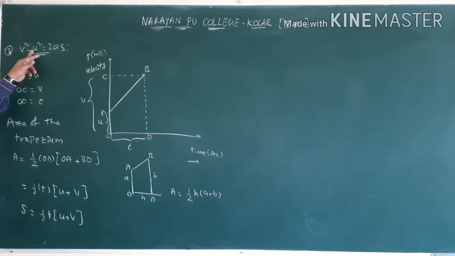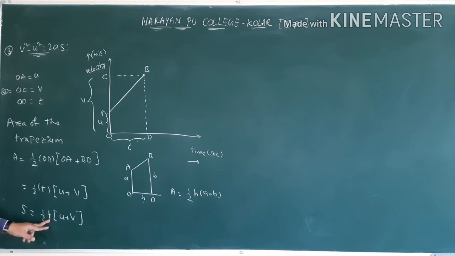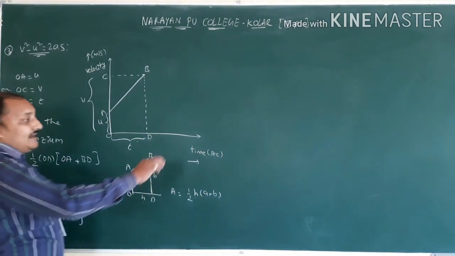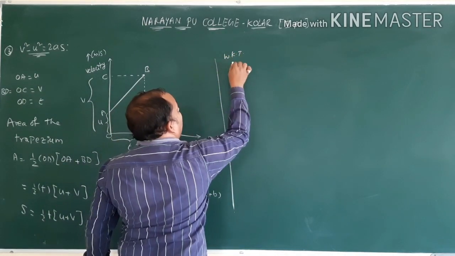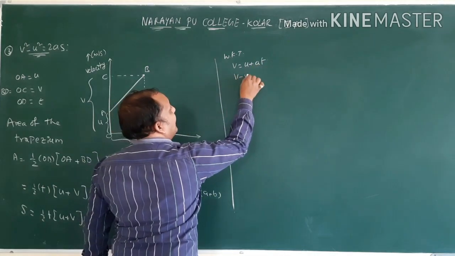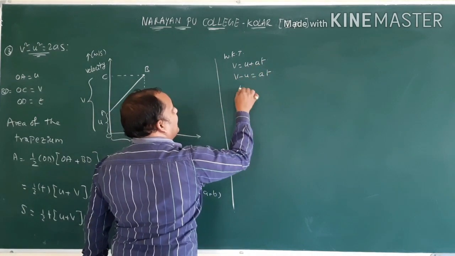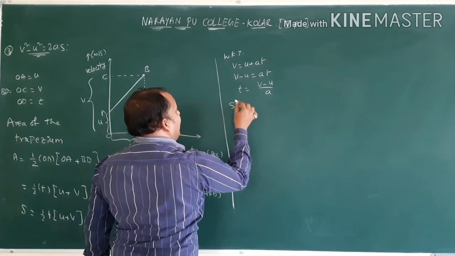See here, V square minus U square equal to 2AS. In this, V is there, U is there, A is there, S is there. What is not there? T is not there. Now we have to eliminate T. How will we eliminate T? Again we use the first equation. We know that V is equal to U plus AT, so V minus U is equal to AT. Then T is equal to (V minus U) by A.